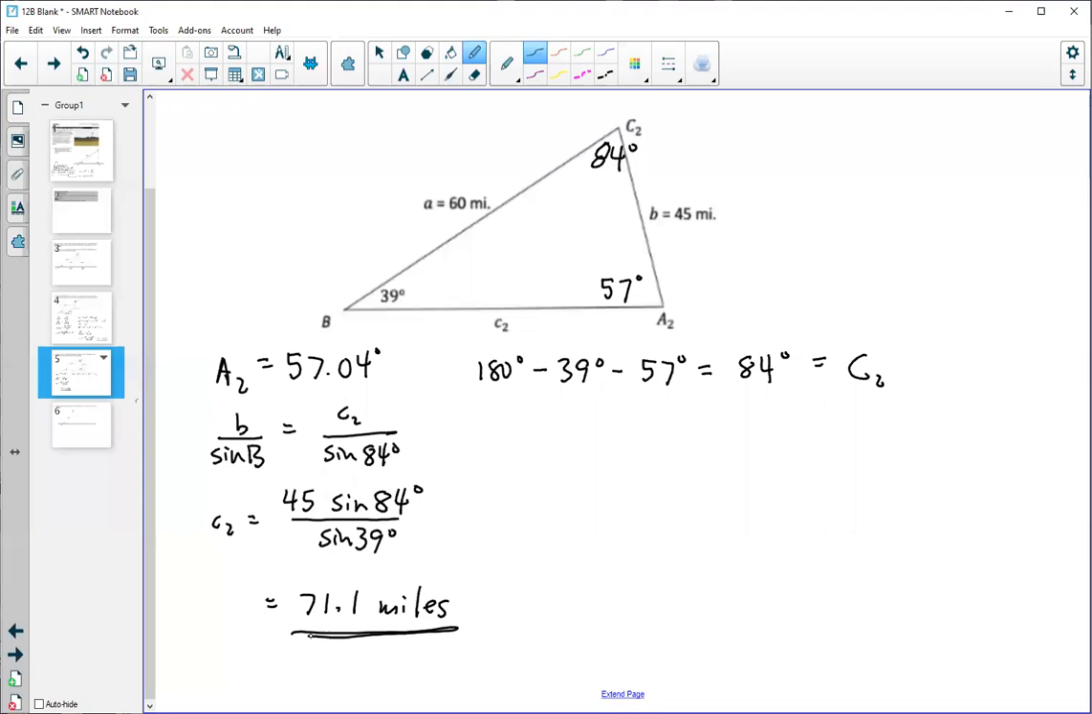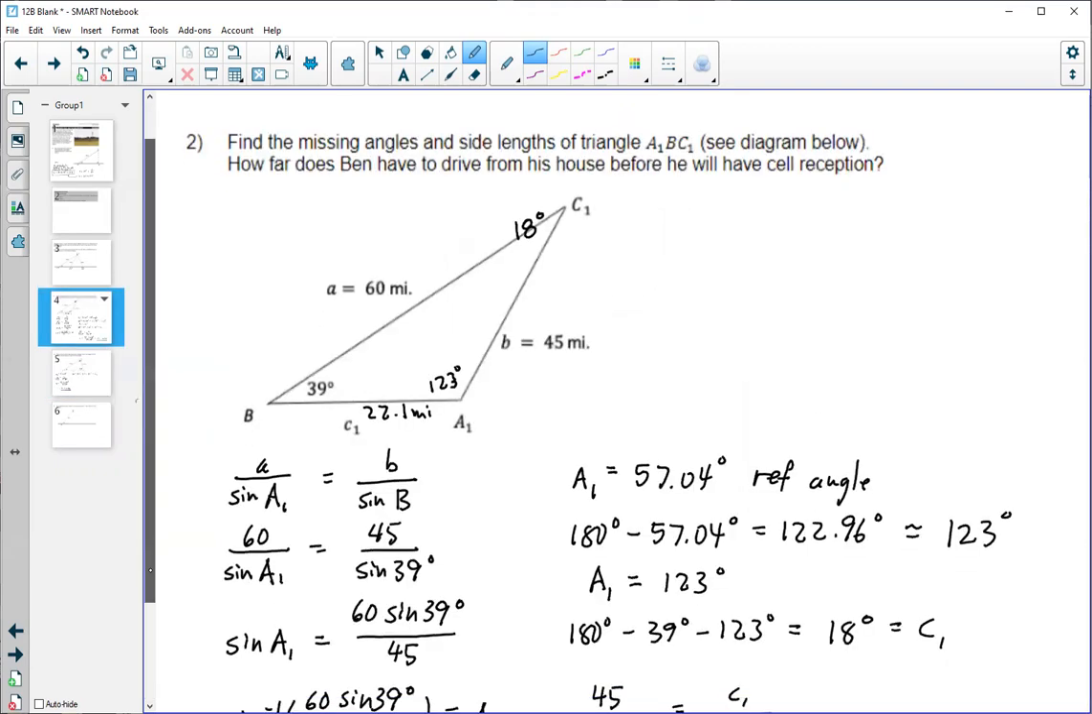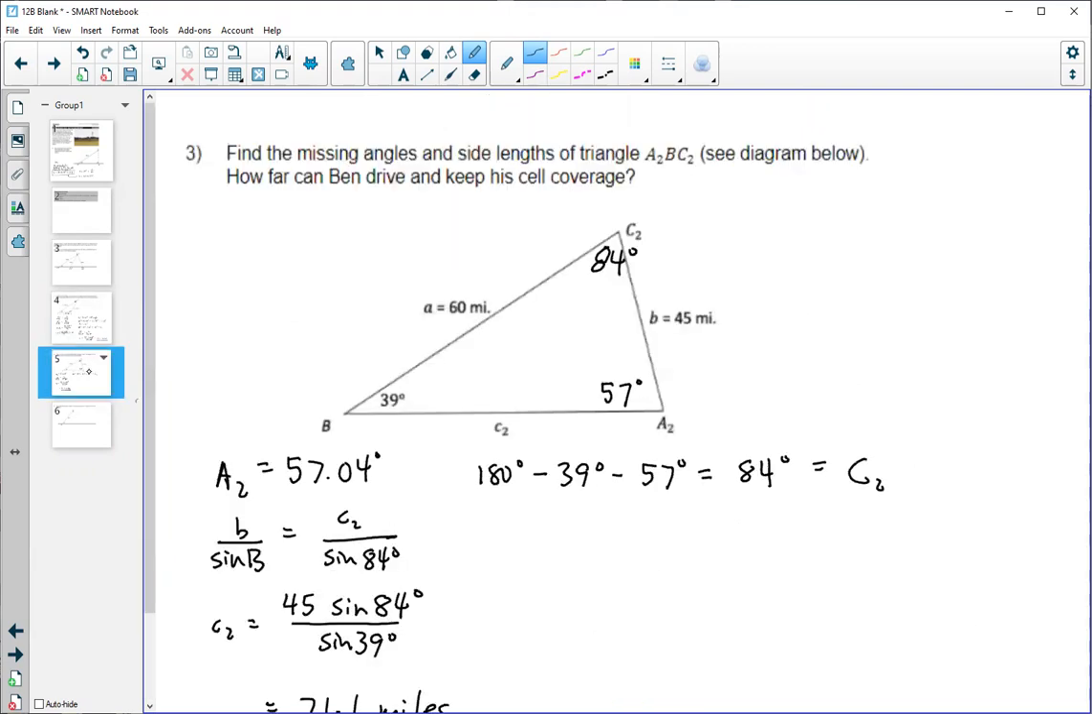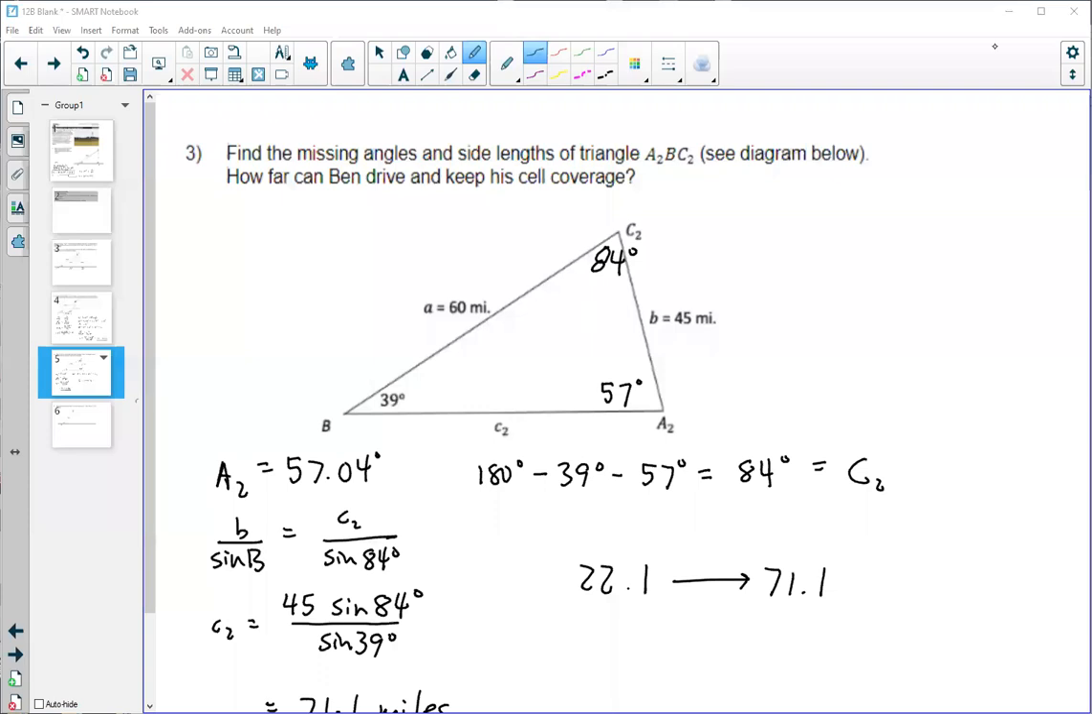Let's see, how long did he have it? He had it on the previous screen. What was it, 22.1? So he had it at 22.1, then he went out to 71.1. If we subtract these numbers, the difference between them is about 49 miles. So Ben will maintain the signal for about 49 miles while he's driving. Let's go to the next screen.